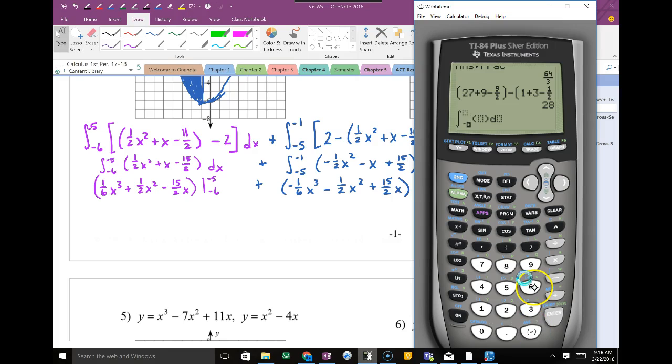Okay, so I'm going to go negative 6 on the bottom to negative 5. Okay, and then I'm going to type in our function. So we have 0.5 x squared plus x minus, and I'm going to type my fraction in, 15 halves. And then you have to do that at the very end. There's a little spot for you to type in what variable we're talking about. That's our notational dx. You got to type an x right there. And then you just hit enter.